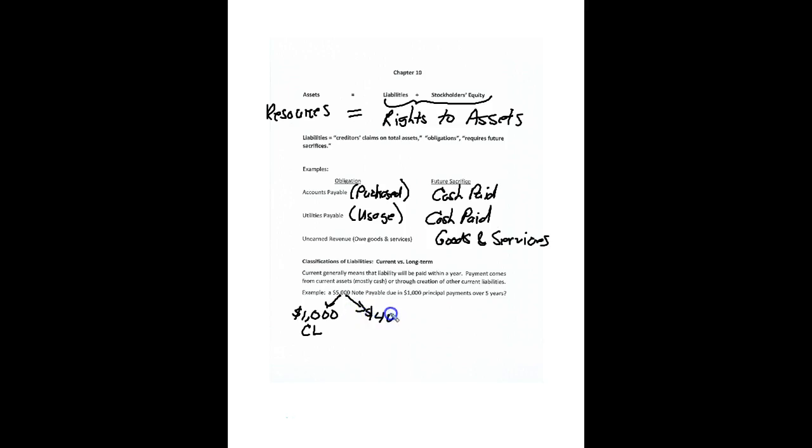And then the remaining $4,000 will be paid in year 2, 3, 4, and 5, all the way through year 5. And that makes that long-term because it'll be paid after a year. So that gives us an example of how we can have one liability that's actually part current and part long-term.